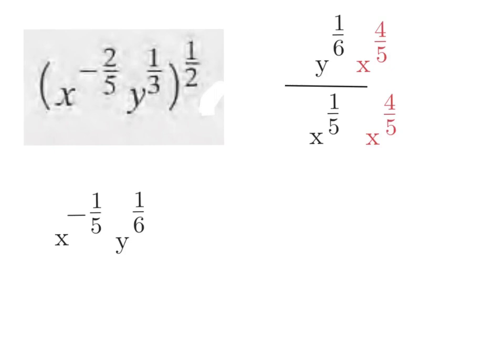Because again, keep in mind your power rules. When I'm multiplying, you add the powers. When it's power to a power like this original problem was, then I multiply the powers. Now I can't do anything with the x to the 4/5 times y to the 1/6. They're different bases, so I can't add powers or anything like that.